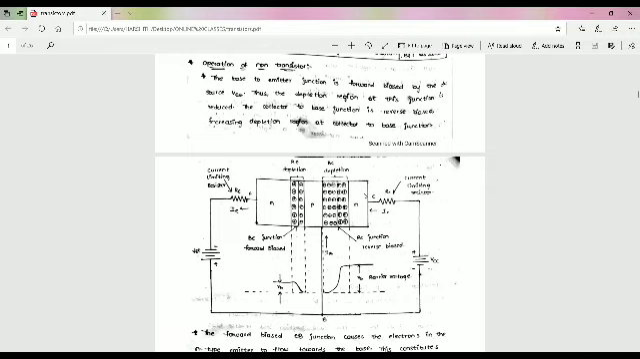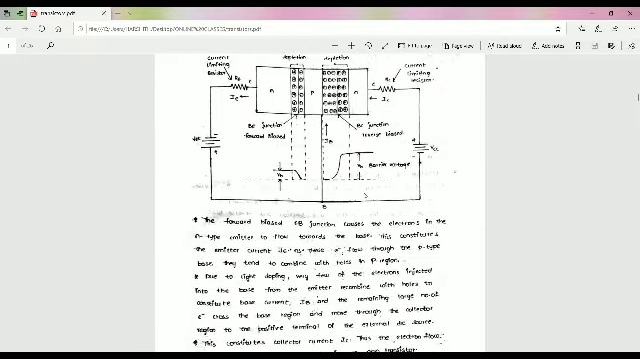The minority current is the leakage current and is given by the symbol IC naught, that is the collector current with the emitter terminal open. The total collector current is IC equal to IC majority plus IC naught minority. So IC majority means IC injected carriers plus IC naught.